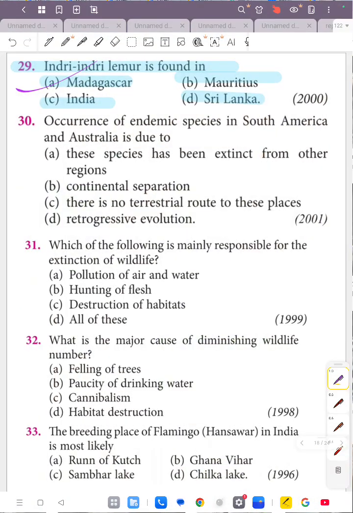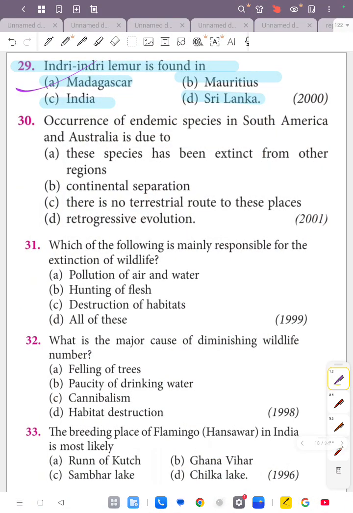Alright, moving on. Question number 30. Occurrence of endemic species in South America and Australia is due to A. These species have been extinct from the other regions. B. Continental separation. C. There is no terrestrial route to these places. Or D. Retrogressive evolution.